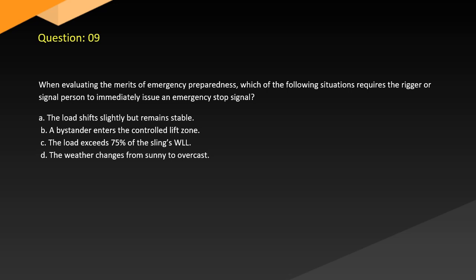Question 9. When evaluating the merits of emergency preparedness, which of the following situations requires the rigger or signal person to immediately issue an emergency stop signal? A. The load shifts slightly but remains stable. B. A bystander enters the controlled lift zone. C. The load exceeds 75% of the sling rating. D. The weather changes from sunny to overcast.